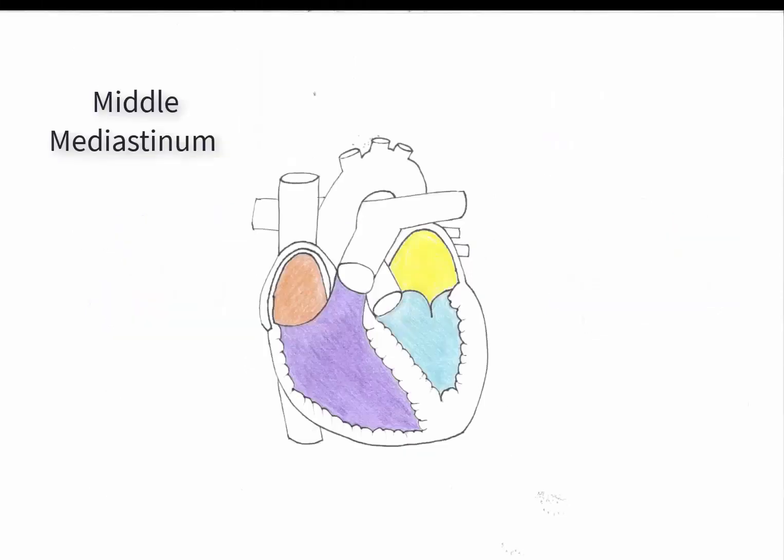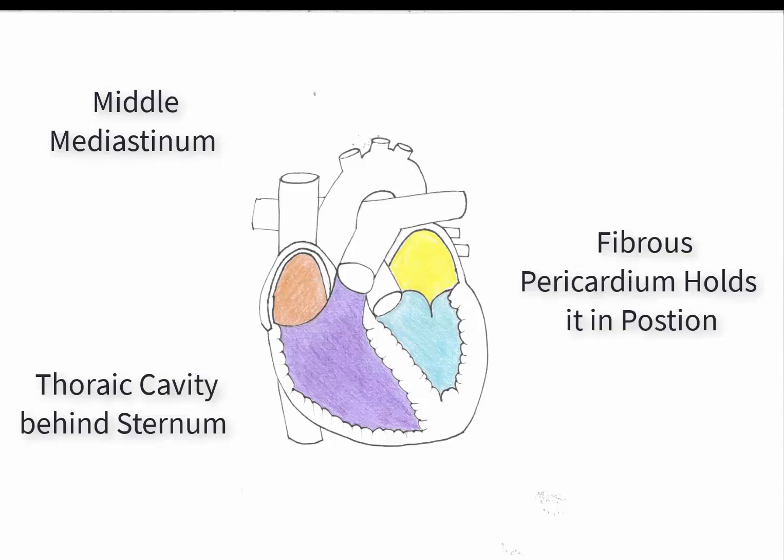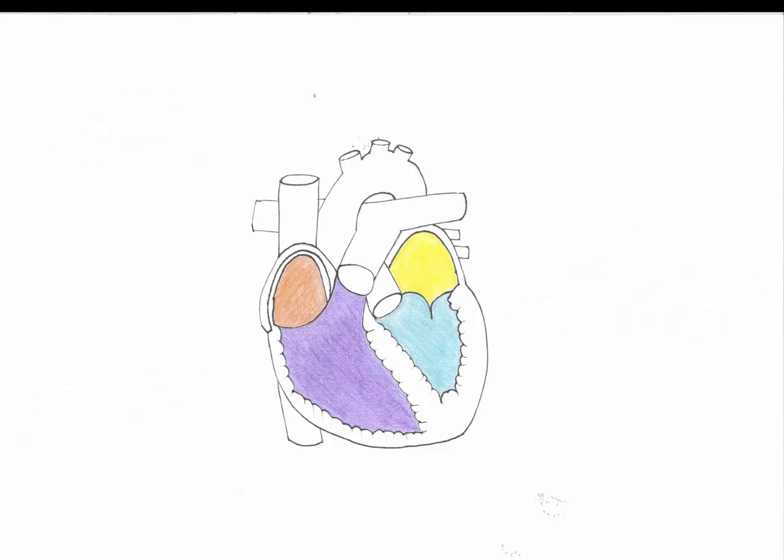The heart occupies the middle mediastinum and is in the thoracic cavity behind the sternum. It is contained within a fibrous pericardium that attaches to the diaphragm and holds it in position. The primary function of the heart is to pump oxygenated blood to the vital organs of the body and to return deoxygenated blood back to the lungs so gas exchange can be carried out.